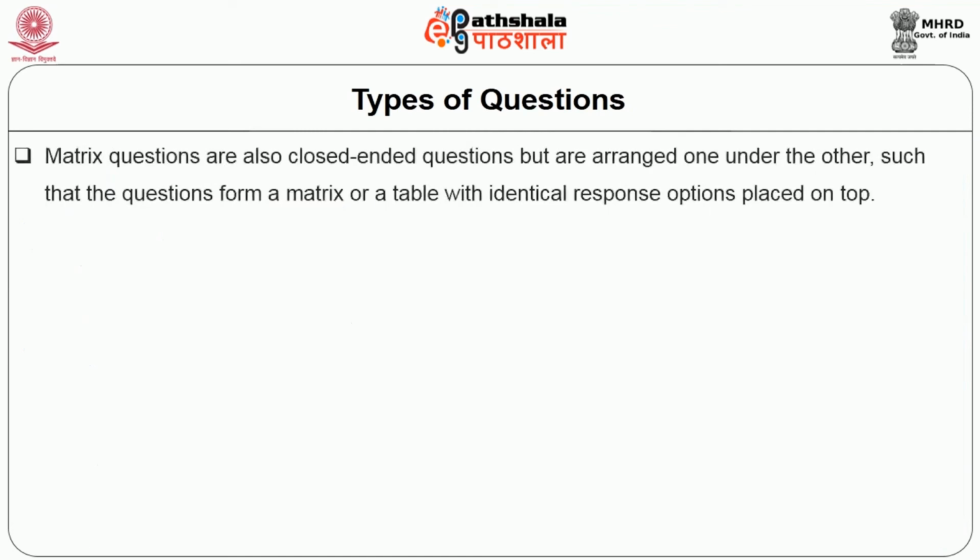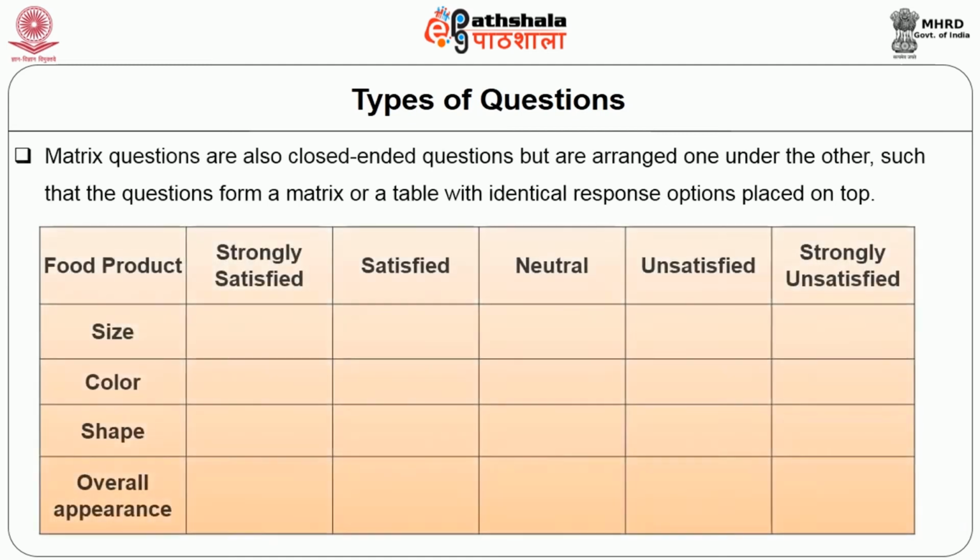Matrix questions are also closed-ended questions but are arranged one under the other such that the questions form a matrix on a table with identical response options placed on top. For example, please rate the following characteristics of a food product based on your satisfaction. Use a check mark. You may express your satisfaction as strongly satisfied, satisfied, neutral, unsatisfied, and strongly unsatisfied.